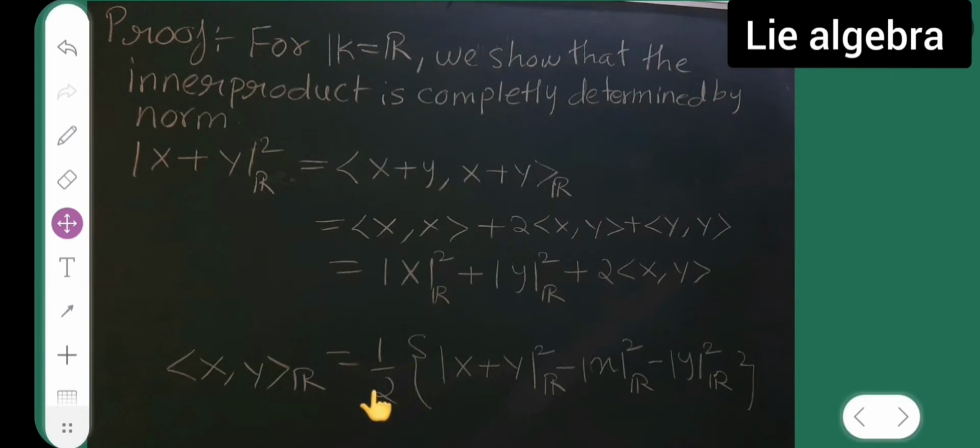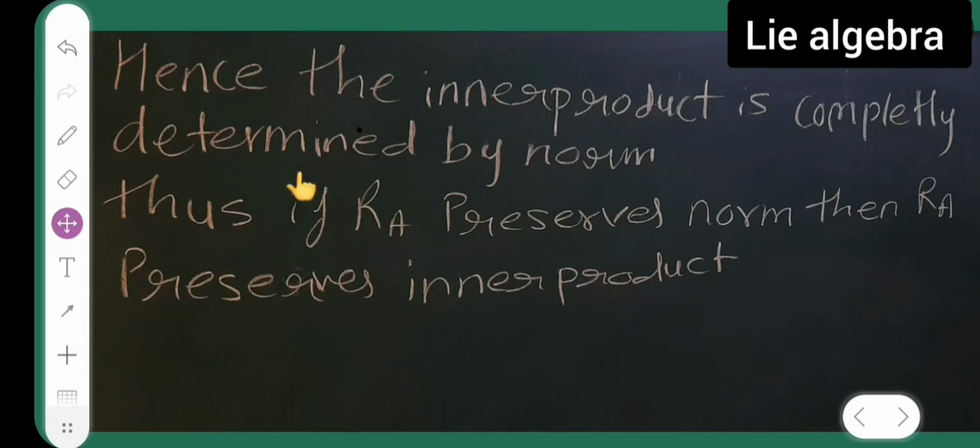So the half, the 1 by 2, goes to the other side. So the inner product of x, y equals one half of the modulus of x plus y squared minus the modulus of x squared minus the modulus of y squared, in the bracket. Hence the inner product is completely determined by the norm. Thus, if R_A preserves the norm, then R_A preserves the inner product. You all have to see.